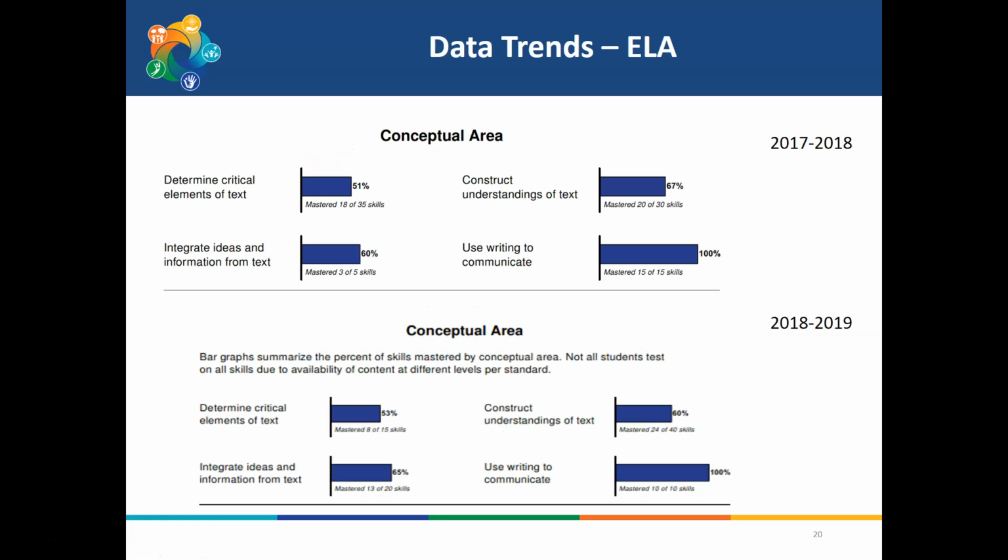Here is the comparison for the conceptual areas for that same student. Notice that in integrating ideas, there were only 5 skills assessed in 2017-18, while in 2018-19, there were 20 skills assessed in that area, so the percentage is still in the 60s. The level and breadth of the skills assessed at each grade level could also differ, but it is interesting to note that this student is strong at using writing to communicate, mastering all the skills assessed in both years. This might indicate an area where a teacher could seek to challenge a student instructionally.